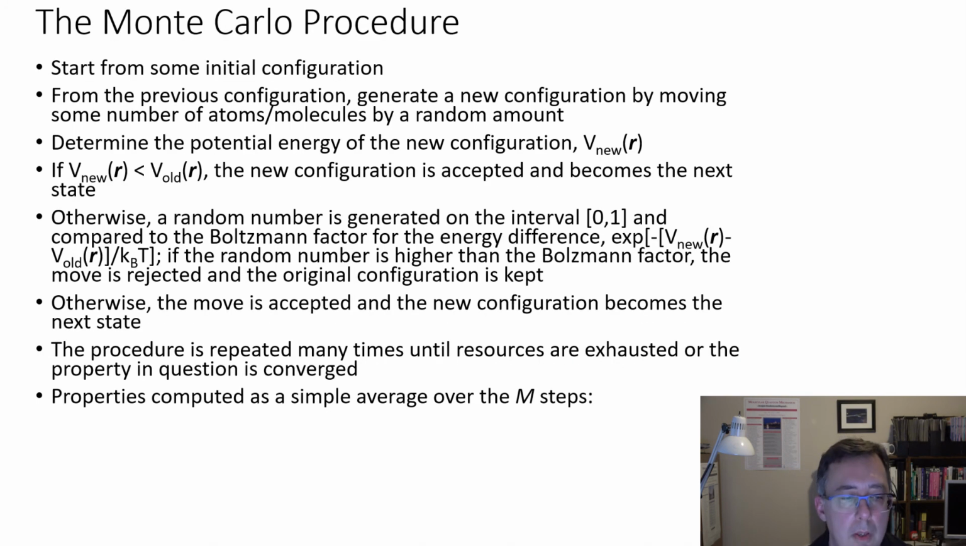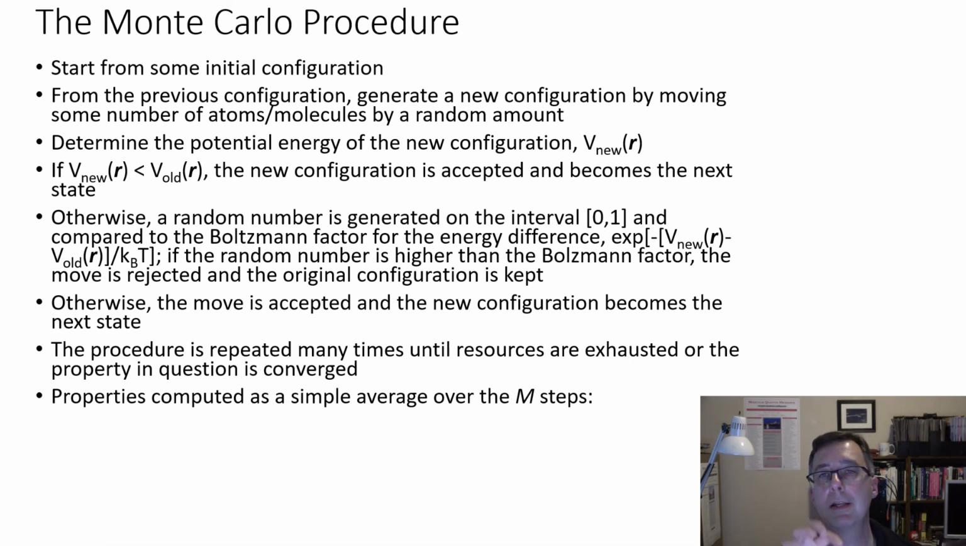Okay, so let's talk about the Monte Carlo procedure, because it's not very complicated. I can teach you this in one slide and you'll know how it works. You start from some initial configuration, just like you do in molecular dynamics, okay? From the previous configuration, or in the first step, from the initial configuration, I generate a new configuration by moving some one or more atoms in a particular direction by some random amount, okay? So I sort of randomly perturb my configuration by moving some atoms around.